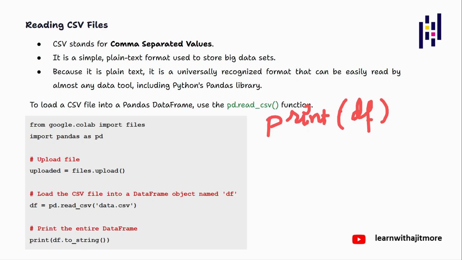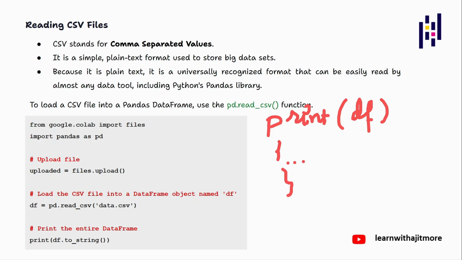I'll tell you that. If you write this print data frame and your data frame contains more than 60 records, then it is not going to show you the whole data frame. It will only show the head and the tail, meaning the beginning records and the end records, and in between it will show just dot dot dot. Understanding? The first five records and the last five records it will show, and in between dot dot dot.